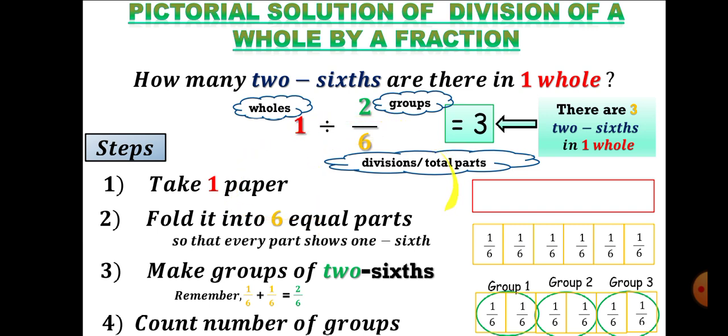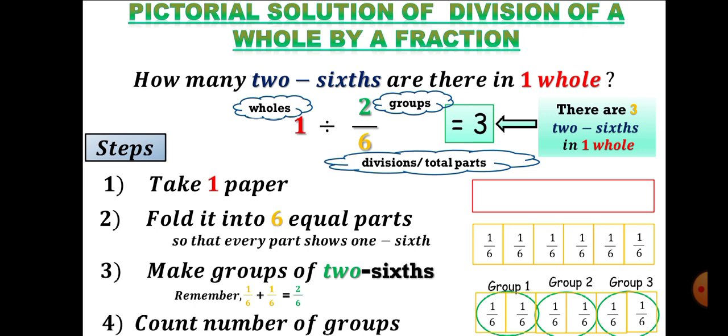Then I'm going to do multiplication, do the KCF method, and get 3 wholes. But if you are not interested in doing it this way, you can do it by creating a craft. Take a paper and fold it into equal parts, so that every part shows 1/6.